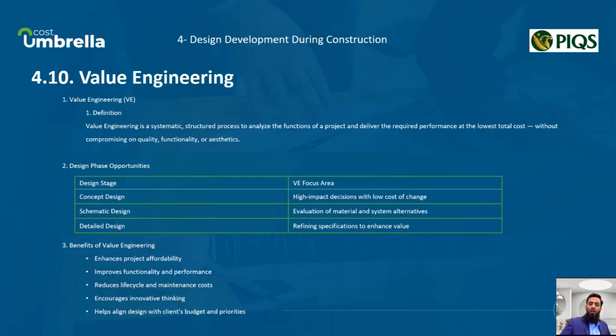In this series, PIQS and cost umbrella series, we have a dedicated webinar on value engineering. I don't remember exactly the number, but stay connected with us, so you will have more detail in that webinar.